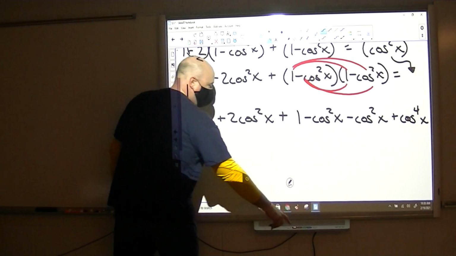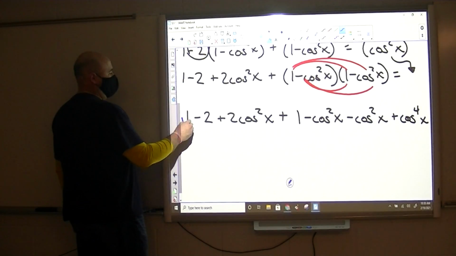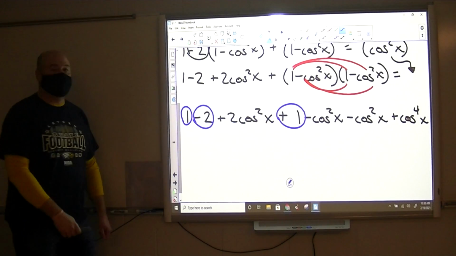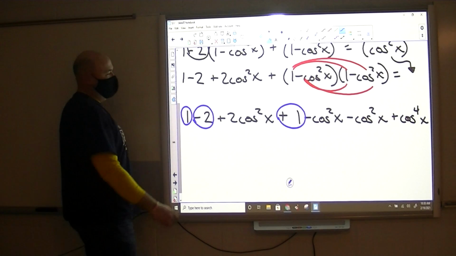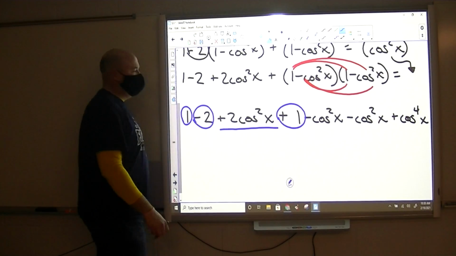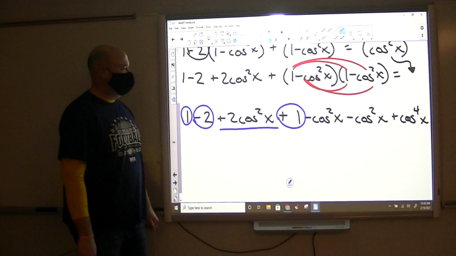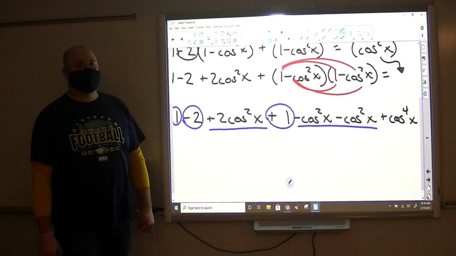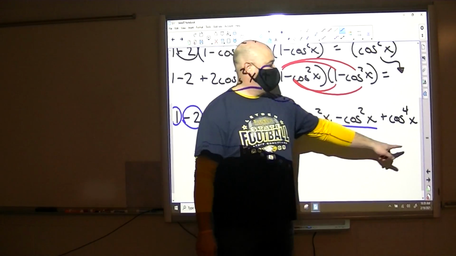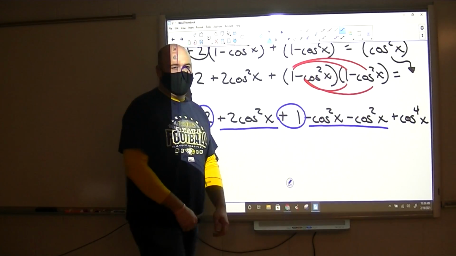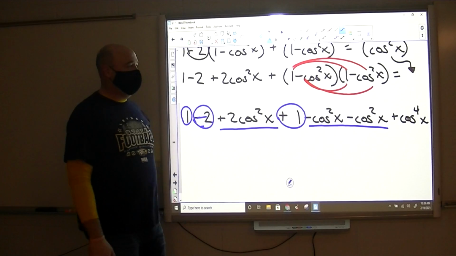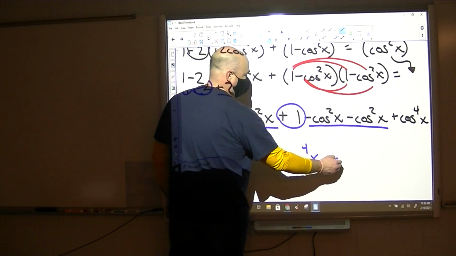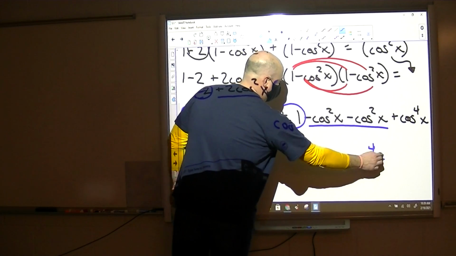But what happens? What's 1 minus 2 plus 1, right? 0. Here are positive 2 cosine squared x's, and here are 2 negative cosine squared x's. They're also opposites, so all of those terms are gone, and I just have cosine to the fourth x left over, which is equal to cosine to the fourth x.